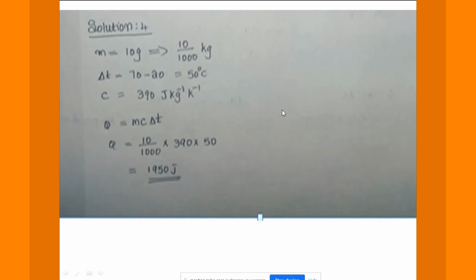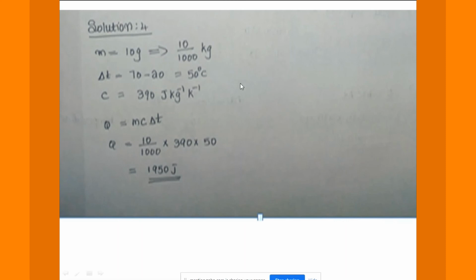Now moving into question number 4. Question is, calculate the amount of heat energy required to raise the temperature of 100 gram of copper from 20 degrees Celsius to 70 degrees Celsius. Specific heat capacity of copper is 390. Okay, that's the question. So here mass is already given in grams.